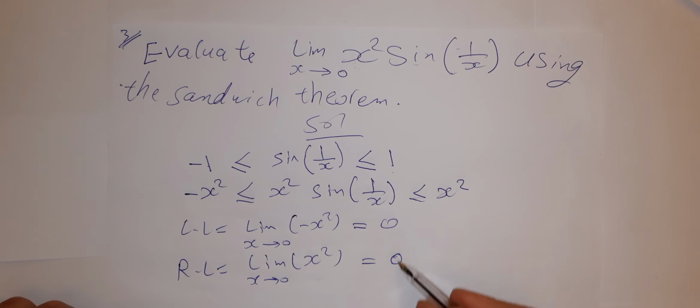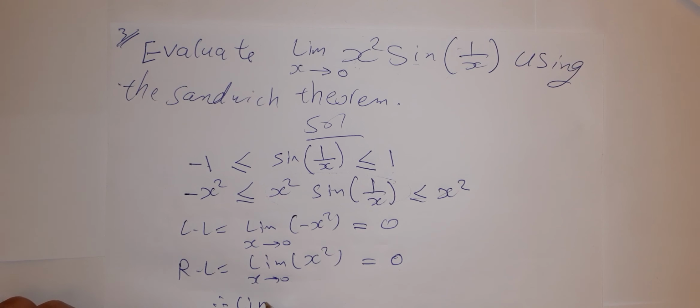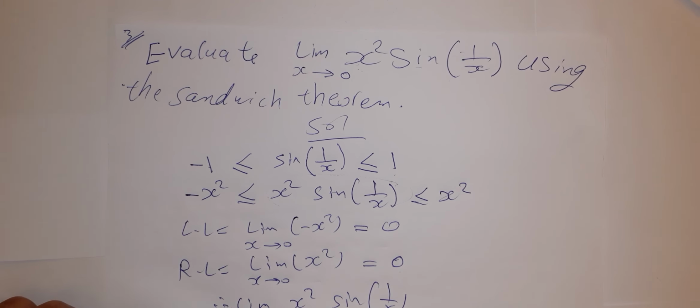So the two limits are equal, so the middle function, the interior function x squared sine 1 over x, its limit when x tends to 0 equals 0.